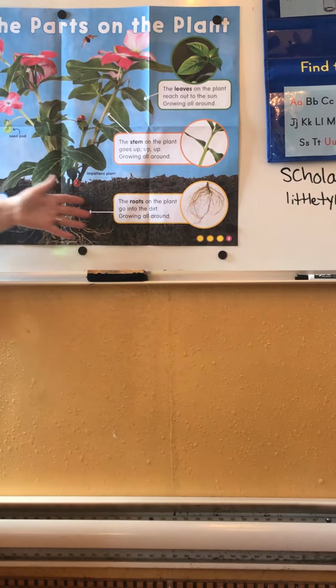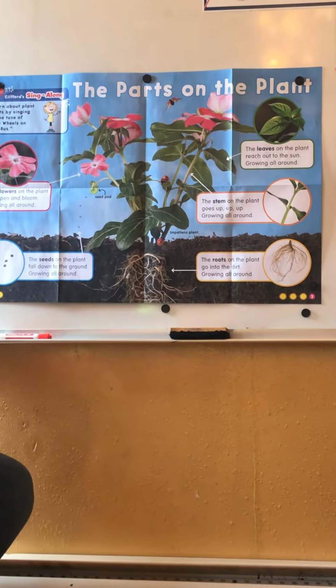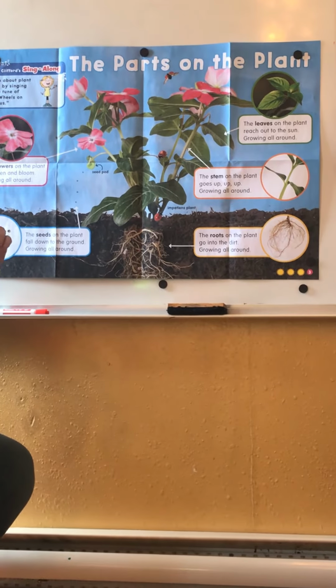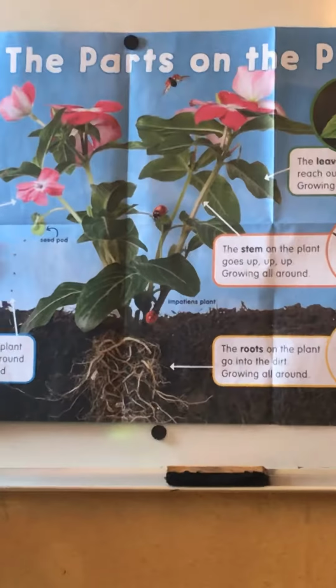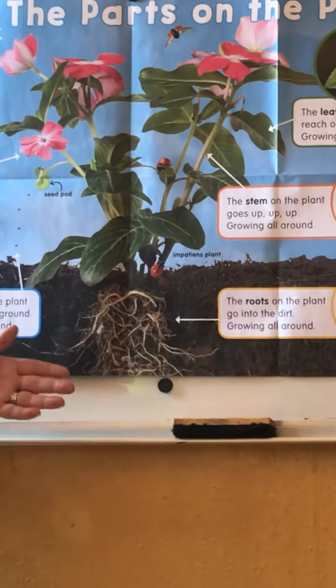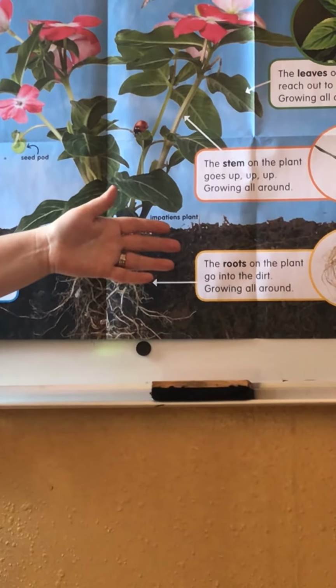Is this a pot or is this just the ground? Ground, right? This is the ground. Some plants grow in pots and some plants grow just in the ground.